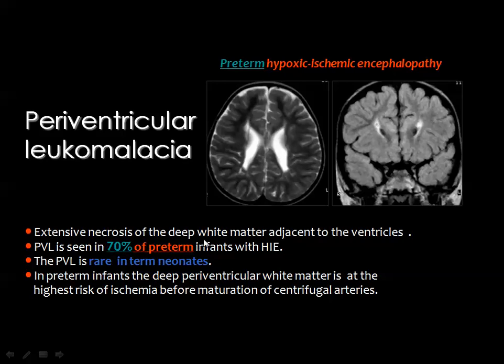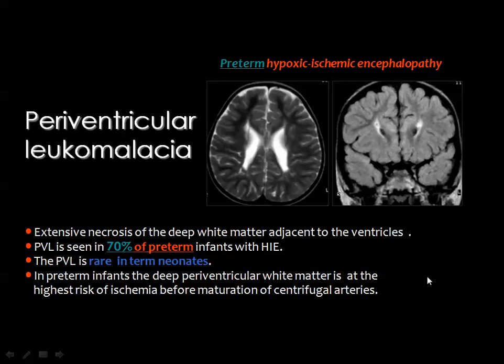Extensive necrosis of the deep white matter adjacent to the ventricles will result in the decrease of the mass of the white matter. And you can compare here the white matter in the frontal lobe, which is relatively good, to the white matter in the occipital lobe, which is reduced in size, together with increase in its signal in T2 and also in the FLAIR weighted images.